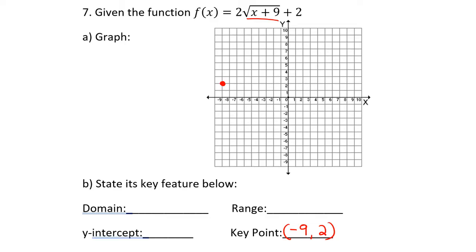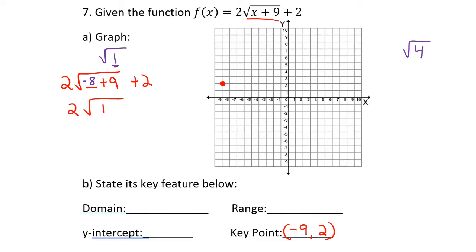All right, from there we need to create a square root of 1 and a square root of 4. So we have 2 times the square root of something plus 9, plus 2. So we're trying to create, once again, a 1. So I think I need a negative 8 here. Negative 8 plus 9 is 1. That will work. So we're going to get a 1 now, plus 2. So the square root of 1 is 1. Then we have the times 2. So that's 2 plus 2 is 4. So our coordinate is negative 8, comma 4.